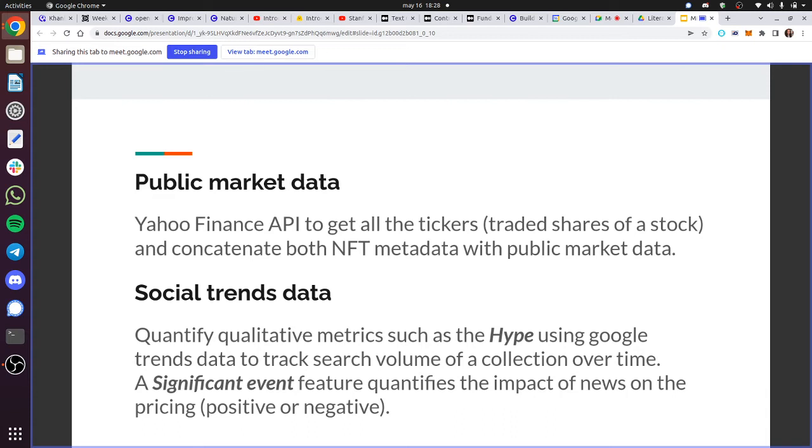And they also added something, a significant event feature which quantifies the impact of news on the pricing. And so they created a variable that is positive or negative depending on what's said on Google News about this or that NFT.